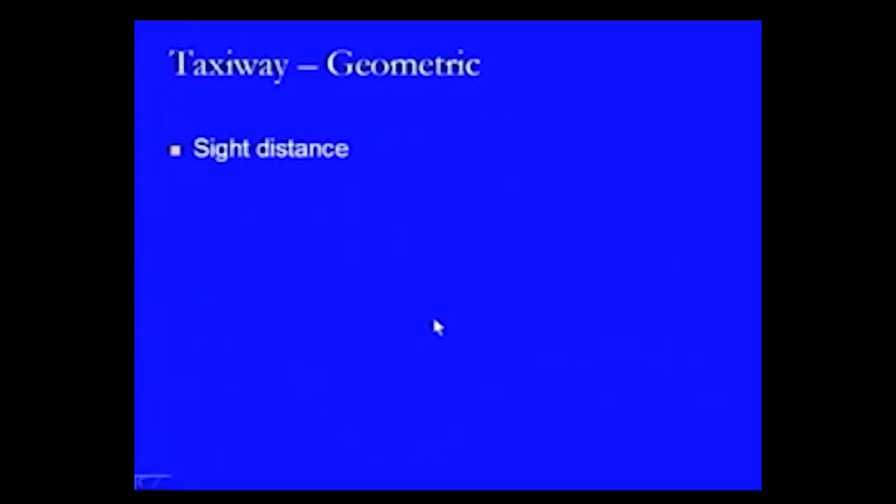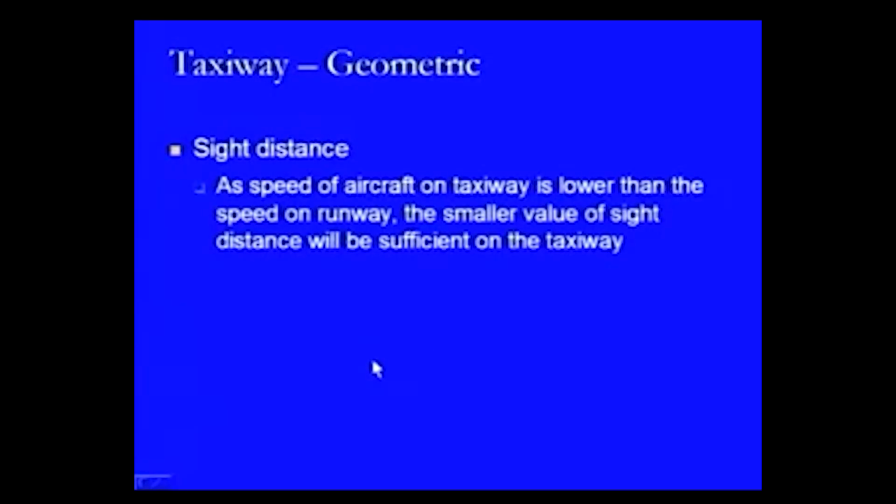Now, another specific geometric feature of taxiway is the side distance. As we have discussed, this side distance is more important at the connectivities. As the speed of the aircraft on taxiway is lower than the speed on the runway, the smaller value of side distance is sufficient on the taxiway.